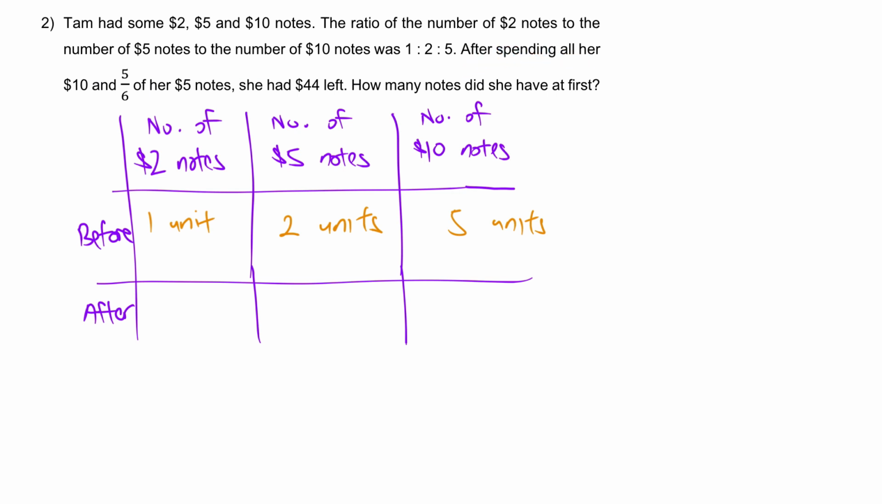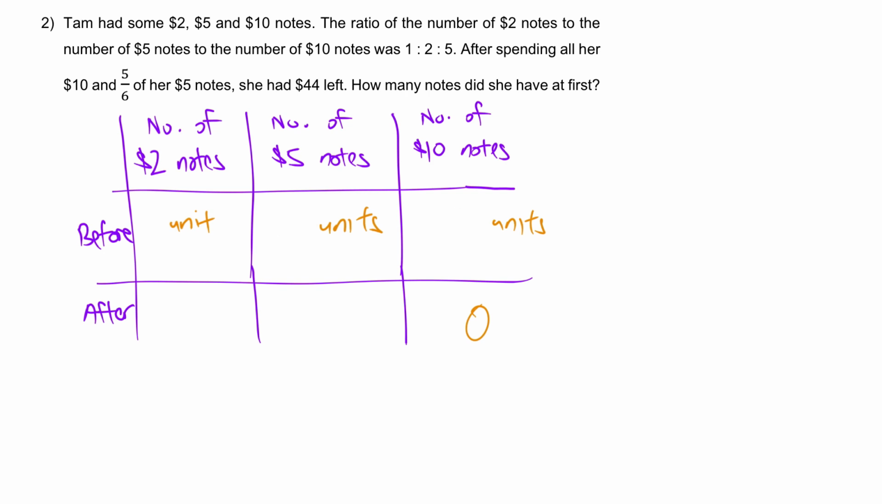Hence, after spending all her $10 notes, so all the $10 notes gone, so it becomes 0, nothing. And 5/6 of her $5 notes, so 5 out of 6. It will be easier if the number of units we have corresponds to the denominator, isn't it? So can we change 2 is to 6? Yep, we times 3, times 3, times 3. Meaning we are getting the equivalent ratio.